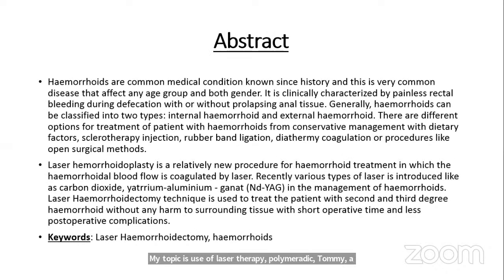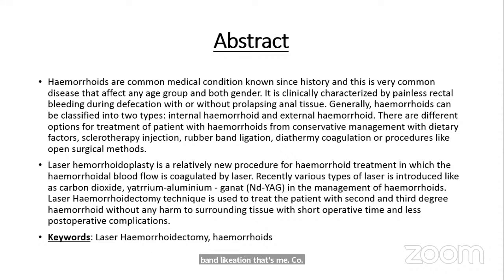Abstract: hemorrhoids are a common medical condition known since history, and a very common disease that affects any age group and both genders. It is clinically characterized by painless rectal bleeding during defecation with or without prolapsing anal tissue. Generally, hemorrhoids can be classified into two types: internal hemorrhoids and external hemorrhoids. There are different options for treatment of patients with hemorrhoids: conservative management with dietary factors, sclerotherapy injection, rubber band ligation, diathermy coagulation, or procedures like open surgical methods.